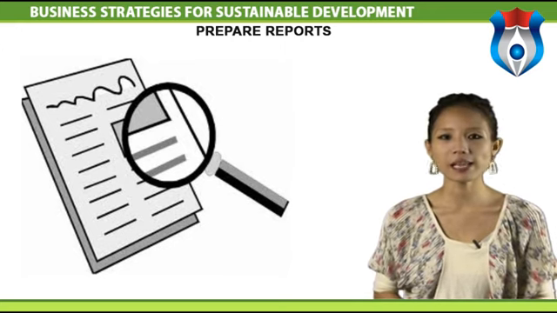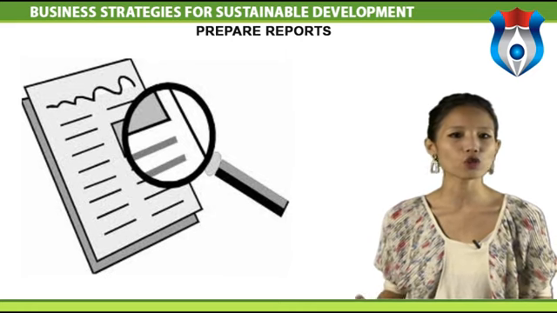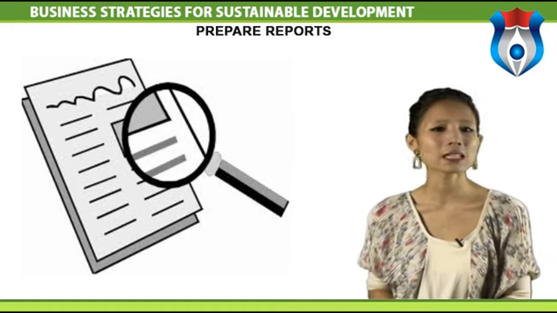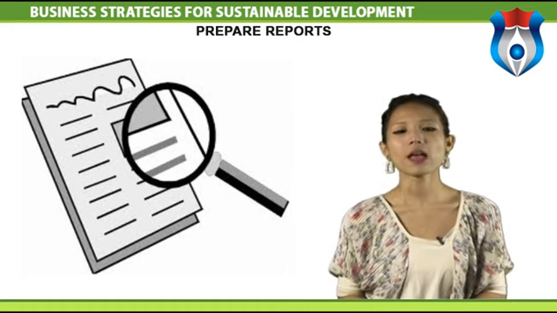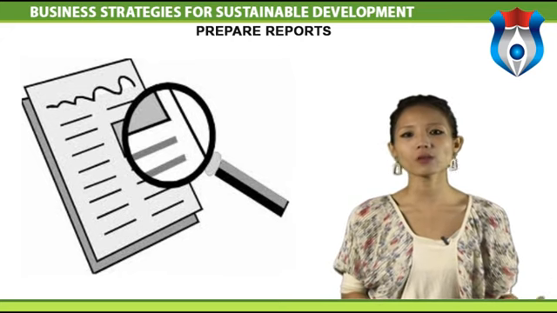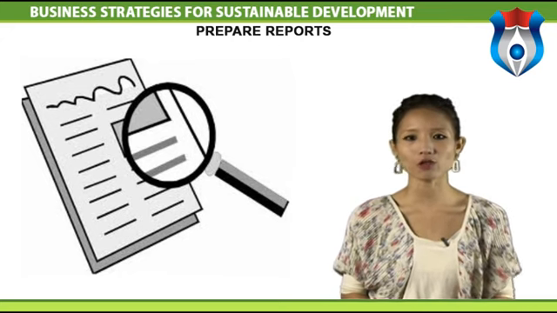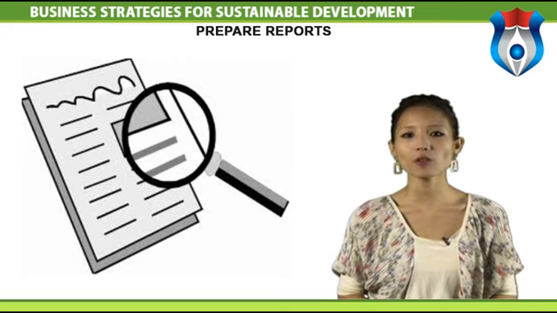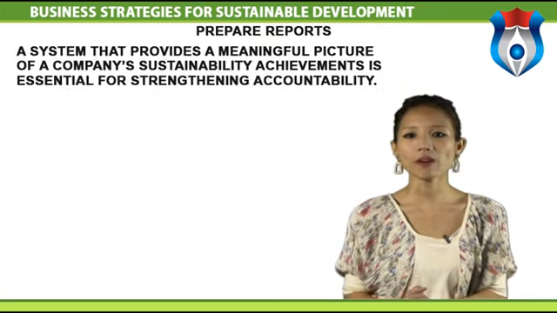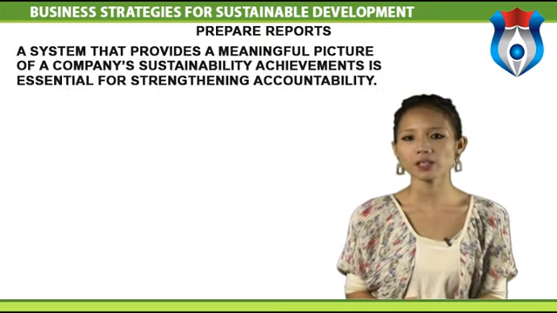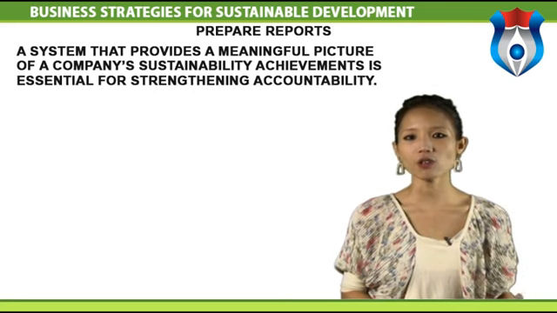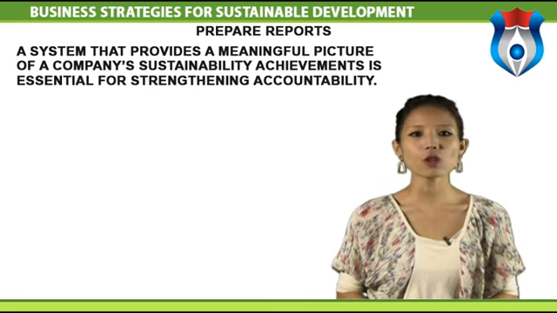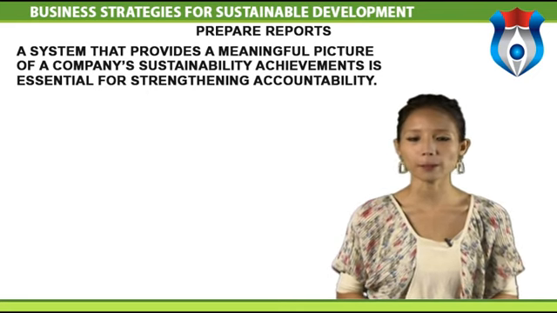The system needs incentives and reliable information in order to ensure that there are rewards for positive action. It is ironic that business activity which destroys habitats and pollutes air, land and water produces income and contributes to gross national product. Decision makers within businesses and governments need a more relevant reporting system. A system that provides a meaningful picture of a company's sustainability achievements is essential for strengthening accountability. This is necessary if an effective relationship is to be maintained with stakeholder groups.